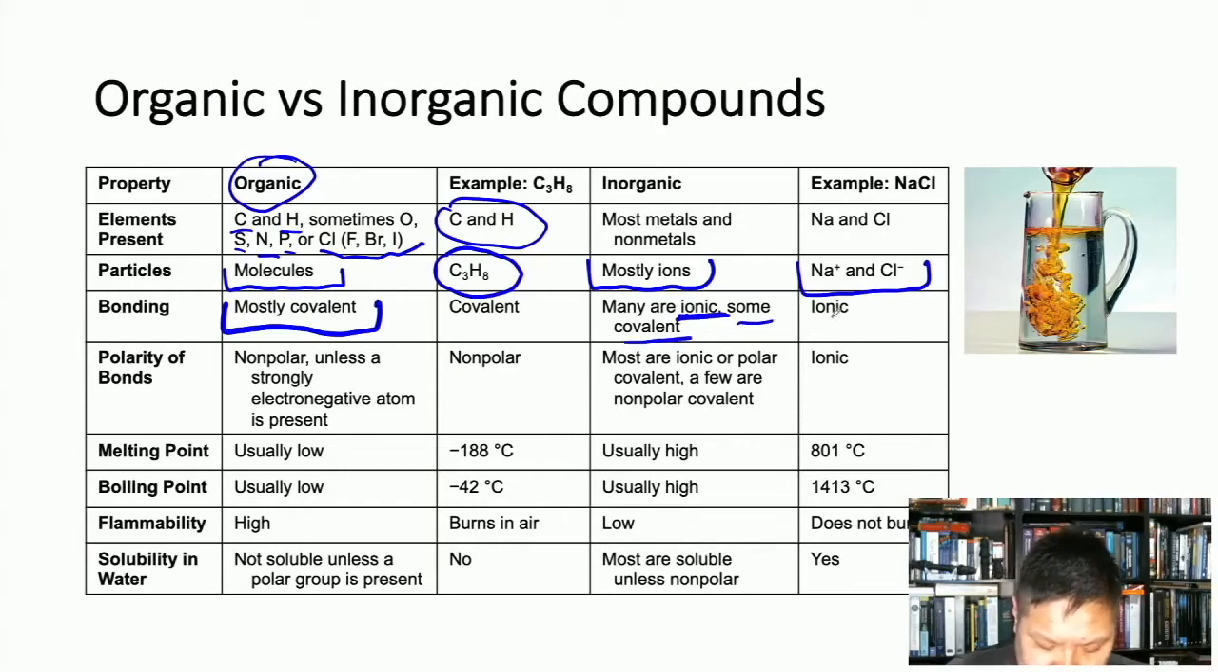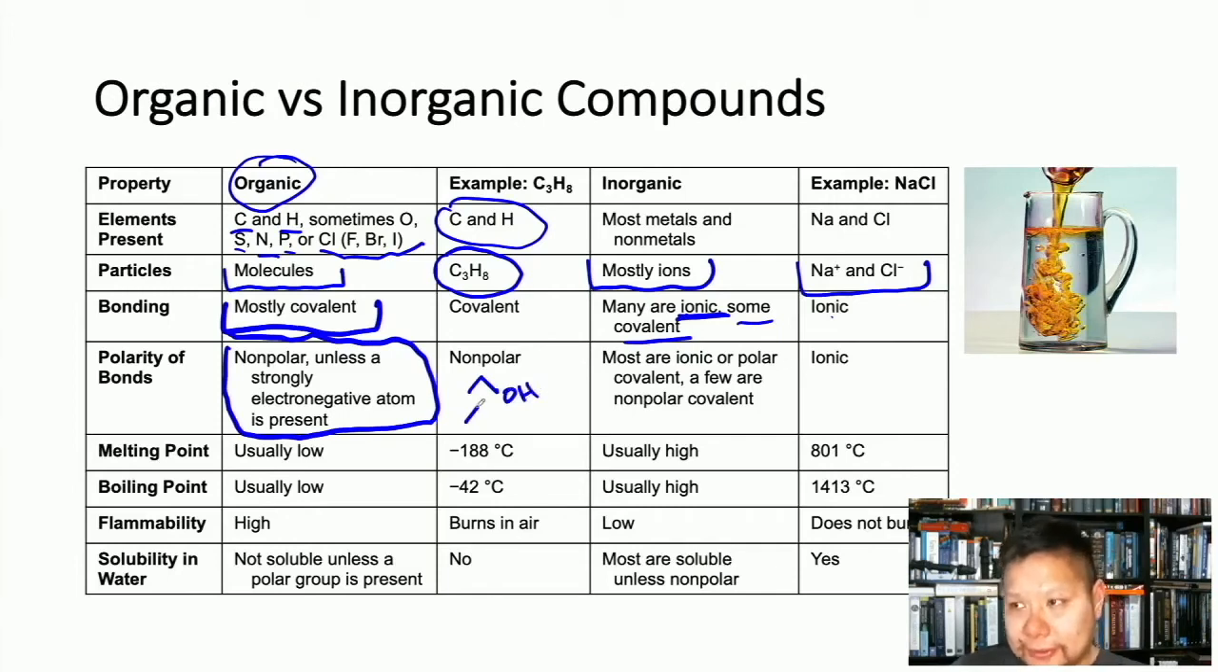And then the polarity of bonds, of course, in organic compounds, they're nonpolar unless there is an electronegative atom present. So remember, an electronegative atom might be something like oxygen, right? So you could have something like that, which is ethanol, which makes it slightly polar. Whereas if you just had that without the OH at the end, since there's no oxygen, that's just ethane instead of ethanol. That's nonpolar. So that's the difference. So unless they have something like an oxygen in there, or maybe a halogen or something like that, they're nonpolar.